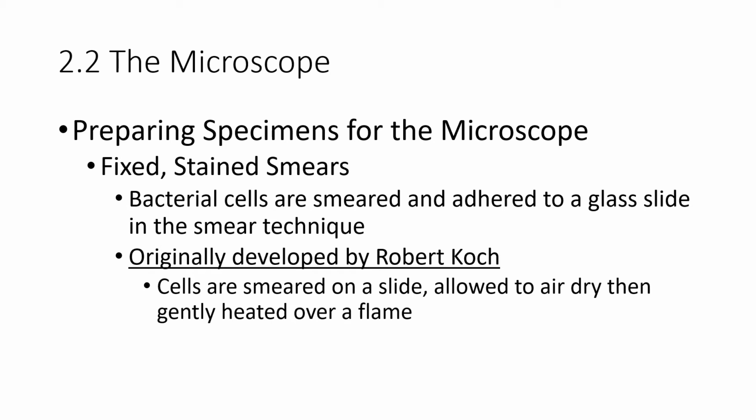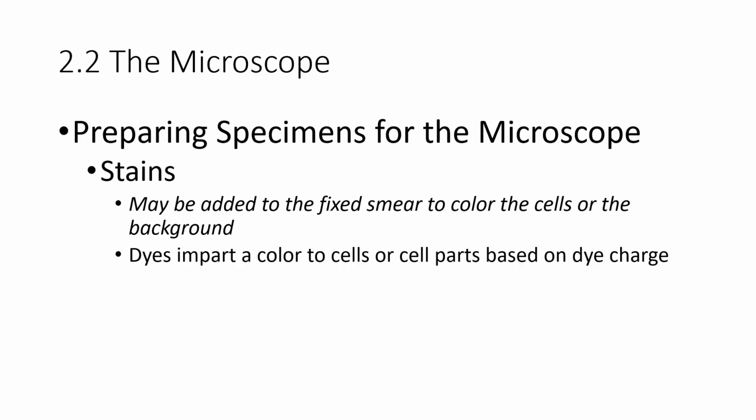What this does is it drives off the water. Once it's dry and you're heat fixing it using the Bunsen burner, you're literally melting the bacteria. The sugars on the surface of the bacteria, you're melting them to the glass that allow you to stain the bacteria. What was invisible will now be visible because of stains.